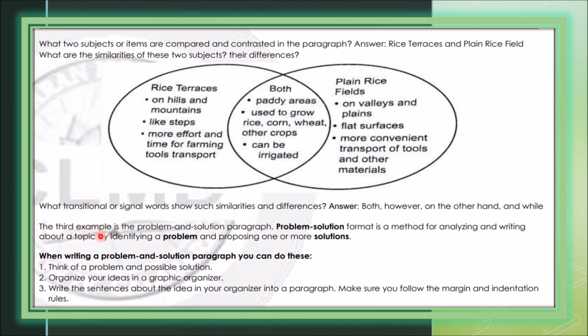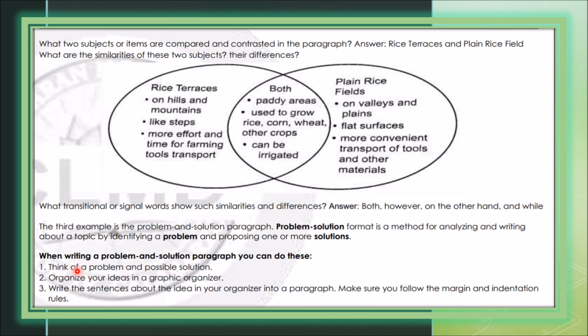The third example is the problem and solution paragraph. So you can see later the problem solution. Okay? It is a method for analyzing and writing about a topic by identifying a problem and proposing one or more solutions. So in this part, when writing a problem and solution paragraph, you can do this.